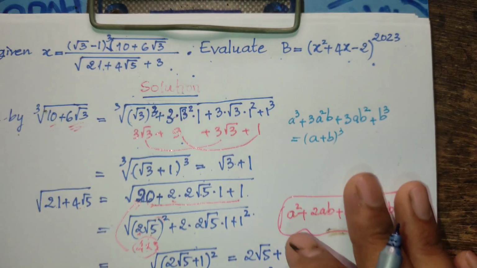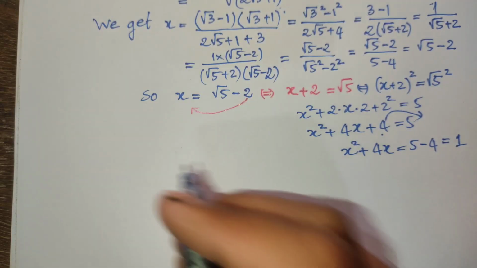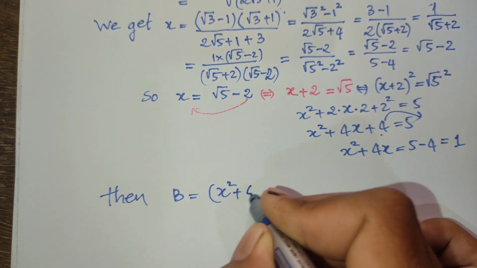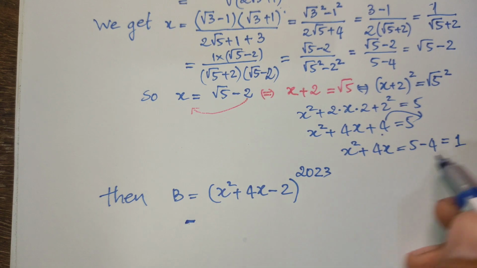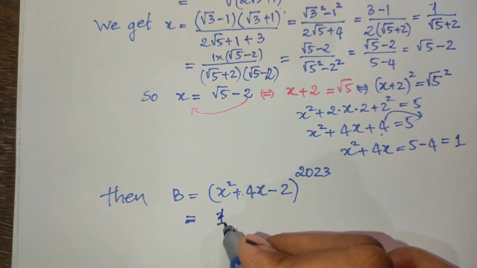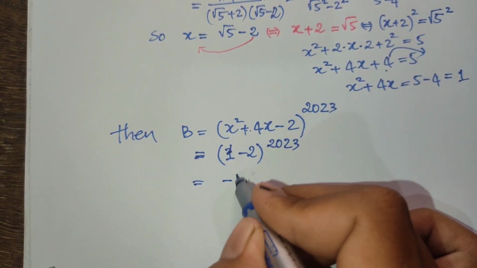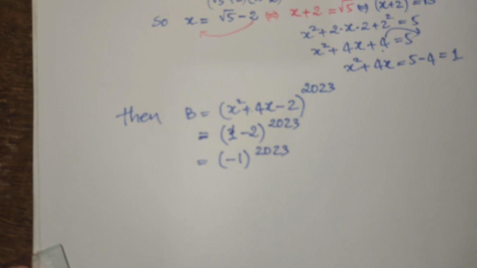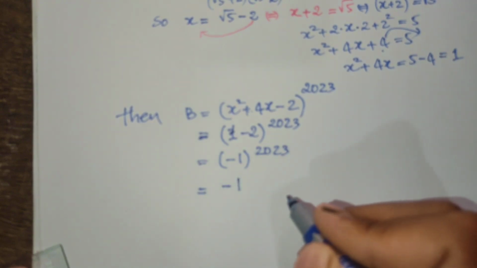So now we can find the value of expression B. We can write B equals (x squared plus 4x minus 2) all to the power 2023, and it equals, since x squared plus 4x is equal to 1, (1 minus 2) all to the power 2023, and now it equals (minus 1) all to the power 2023, and this is an odd number, so we get it equals minus 1.